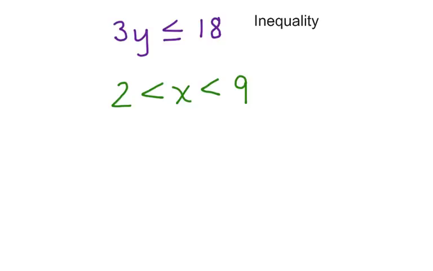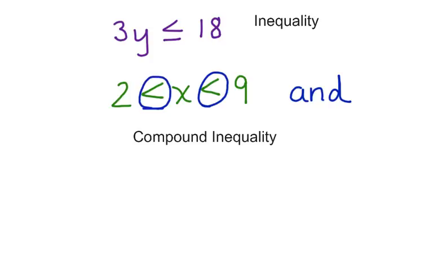We could say that 2 is less than x, and x is less than 9. Notice that every time I've been speaking, I've been using the word and. 2 is less than x, and x is less than 9. When you have two inequalities in the same sentence, it's called a compound inequality. This is an example of a compound inequality.